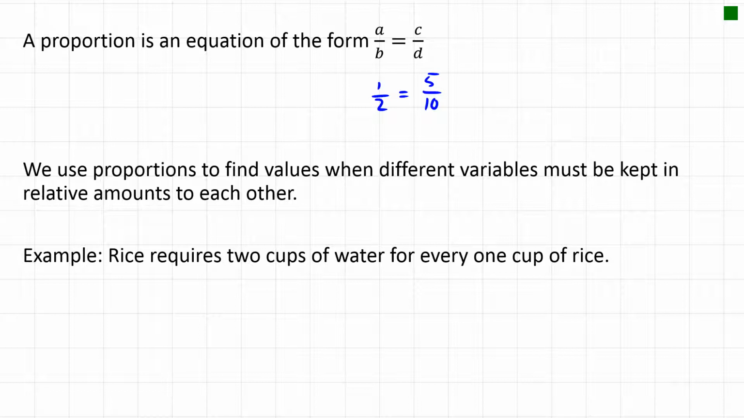So we use proportions to find values where different variables have to be kept in relative amounts for each other. And a really common example of this is cooking. So rice requires 2 cups of water for every 1 cup of rice.